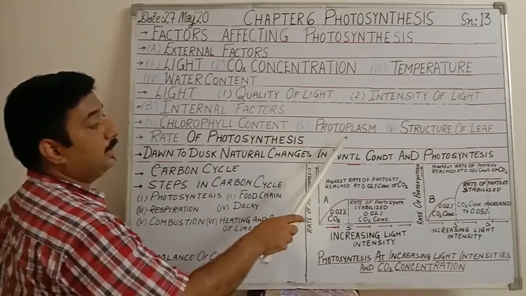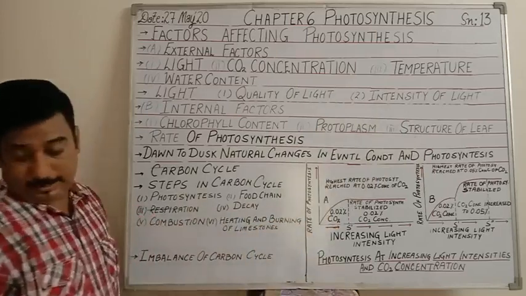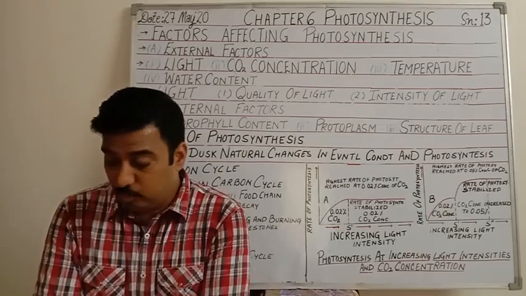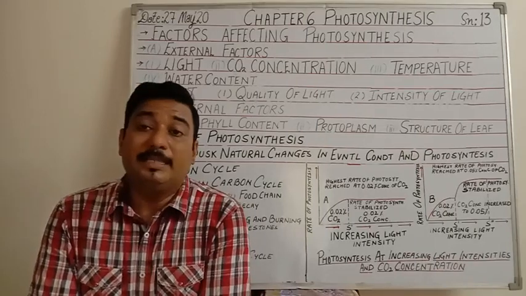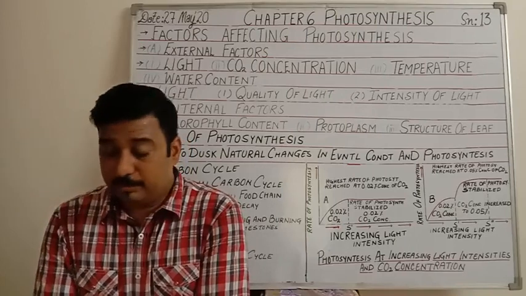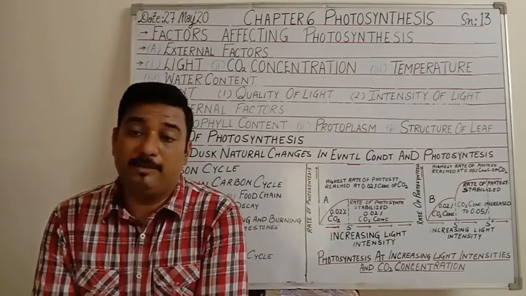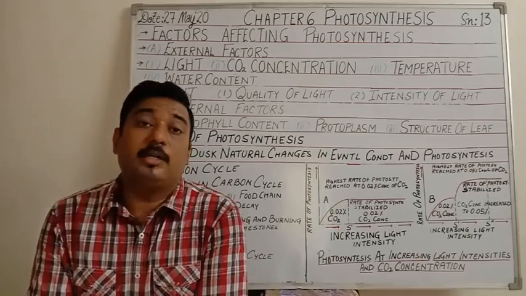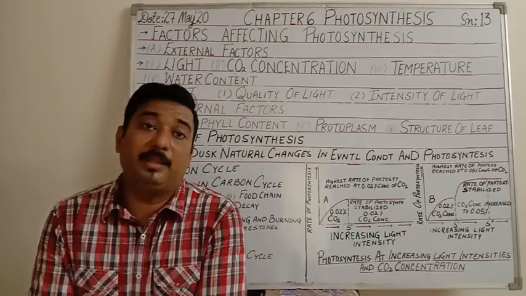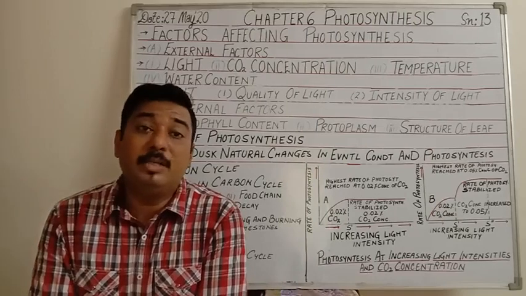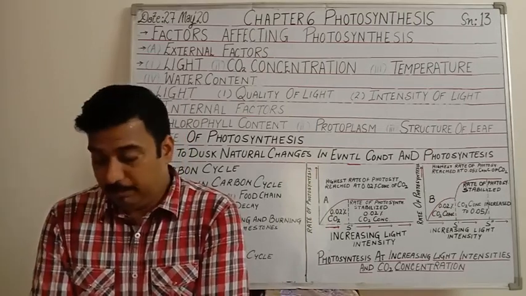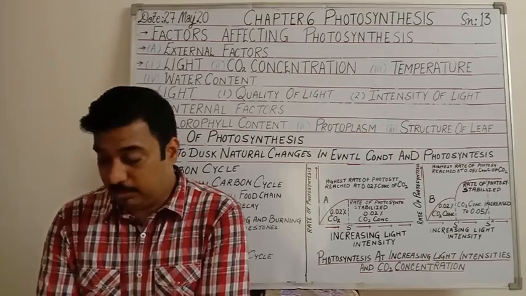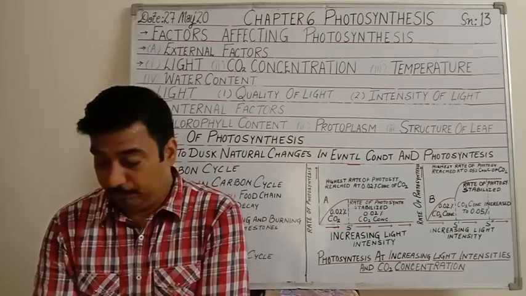Then we'll be moving towards the protoplasm and structure of the leaf also. Regarding chlorophyll content, nutritional deficiencies of minerals cause loss of chlorophyll. Suppose there is a deficiency of minerals in the soil. When the plant does not get a proper amount of minerals, it will be unable to synthesize chlorophyll pigment. And when there is a deficiency in the chlorophyll content, definitely that will affect the rate of photosynthesis.